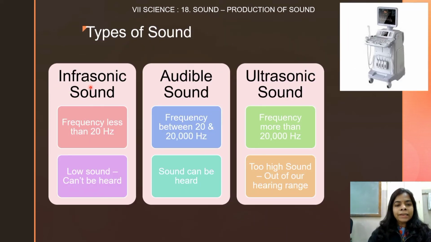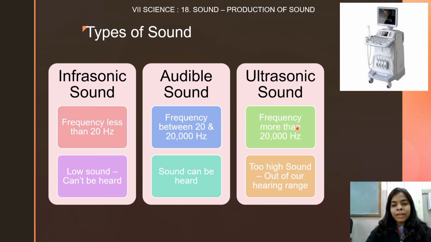Now children, let us see what are the different types of sound. Infrasonic sound means very low sound which you will not be able to hear. The frequency is less than 20 Hz. Low sound, it can't be heard. Audible sound, frequency between 20 and 20,000 Hz. Sound can be heard. This is the range in which our ears are able to hear the sound. Not other animals, children, not other living creatures, because every living creature has got a different range of hearing.